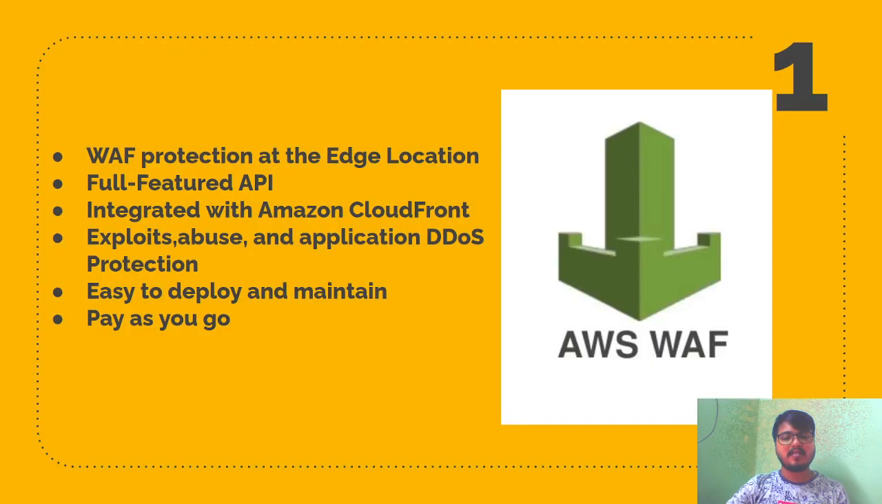Now let's go to what AWF means. So basically AWF protects at the edge location. If we have a client and a server, when the client requests to the server, in between that, for security purposes we use the AWF. It is a full featured API integrated with AWS CloudFront, with exploits, abuse and application DDoS protection, easy to deploy and maintain, pay as you go. So by this point you can get that AWF is a fully automated security system provided by Amazon Web Services.